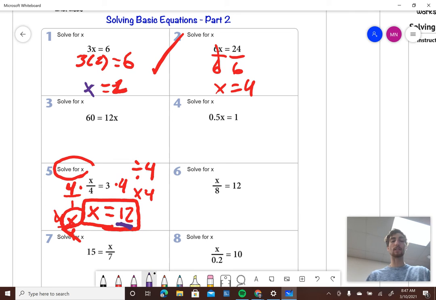Let's put our number that we solved for back into the equation. 12 over 4, or 12 divided by 4, equals 3. Is that accurate? You bet. So we're going to go ahead and move on to the next problem.